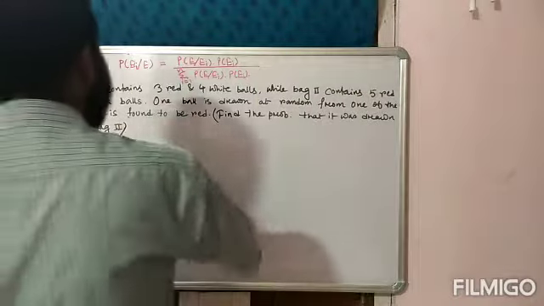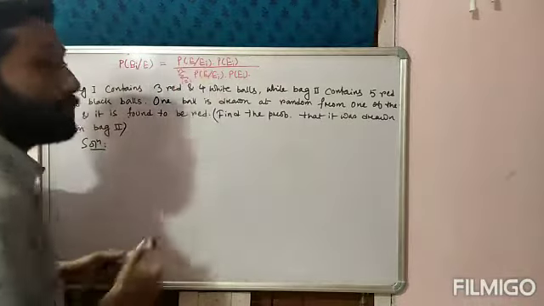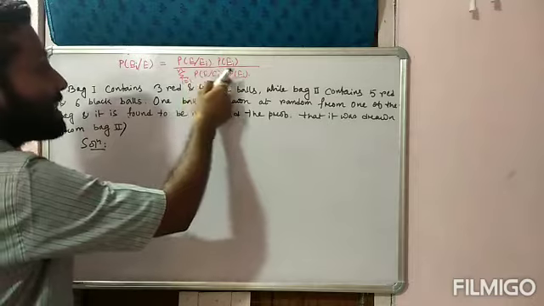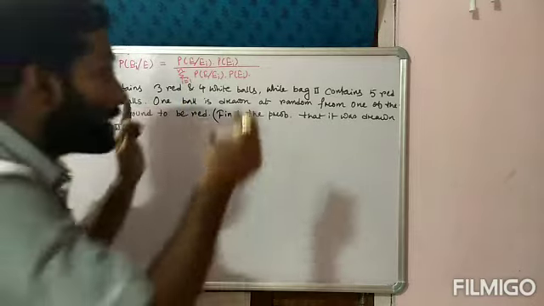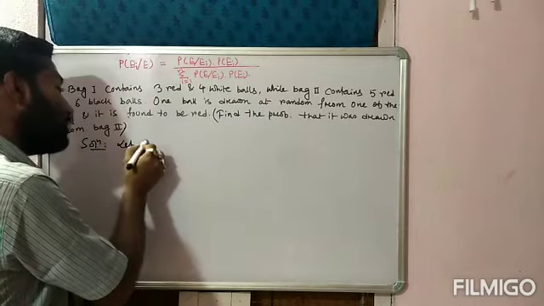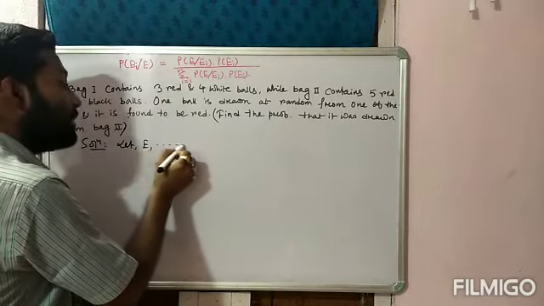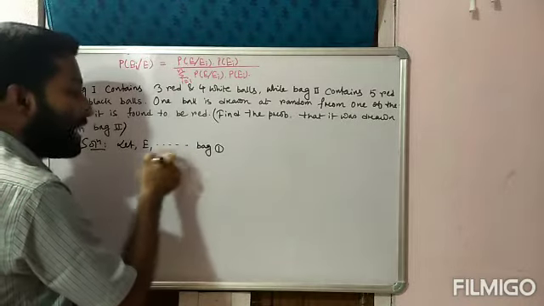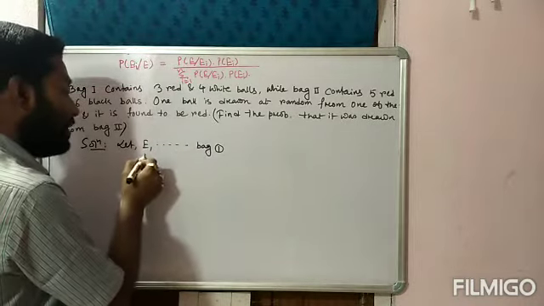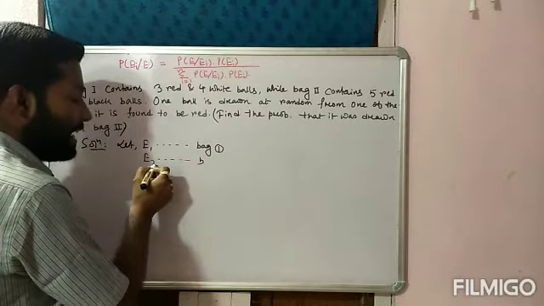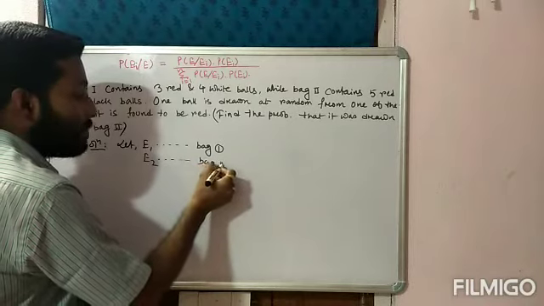P of Ei/E is equal to P of E/Ei into P of Ei by summation i from 1 to n of P of E/Ei into P of Ei. ये बेस थ्योरम का फॉर्मूला है. अभी ये सॉल्यूशन कैसा होगा इसका, since there are 2 events, let E1 be the event of selecting bag 1. I am not writing the statement properly, you have to write. Let E2 be the event of selecting the second bag.